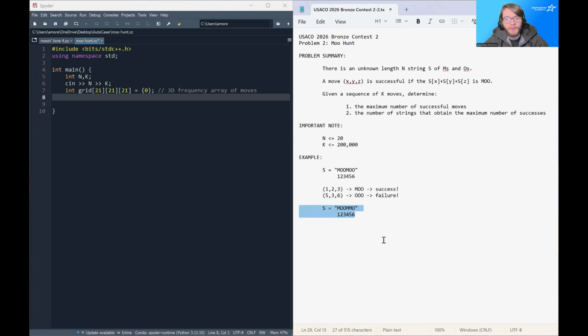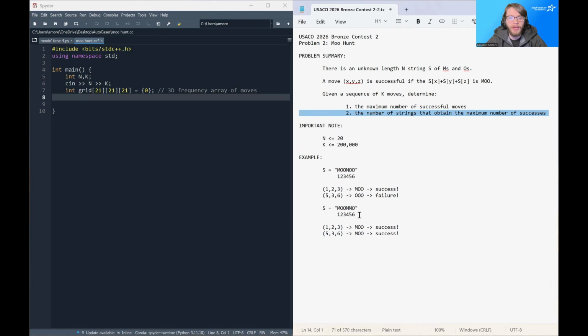If, on the other hand, we were given the string moo MMO, then both of these moves would be successful. So 1, 2, 3 would still be moo, and 5 is now an M, 3 is still an O, and 6 is still an O. So we also get moo here, so we get two successes. So this would be a better string than this one because we get a larger number of successes. So the maximum number of successes for these two moves is 2, and this would be one example of a string that achieves the maximum number of successes.